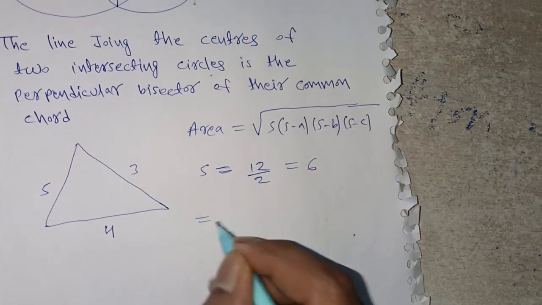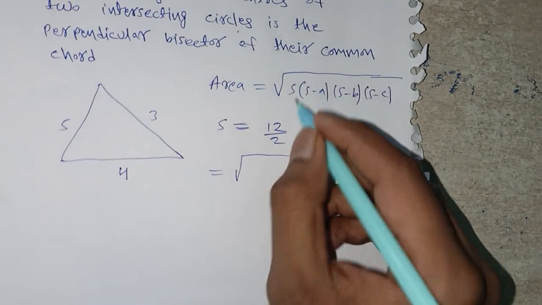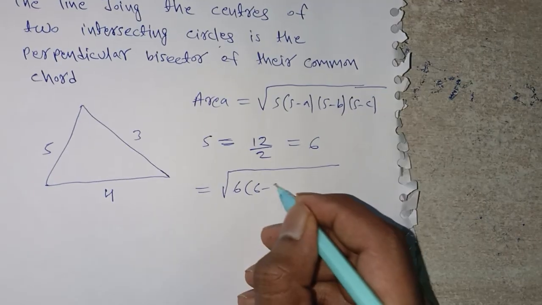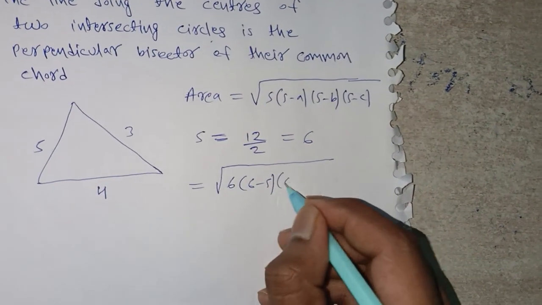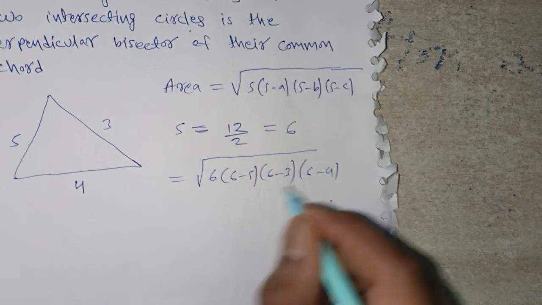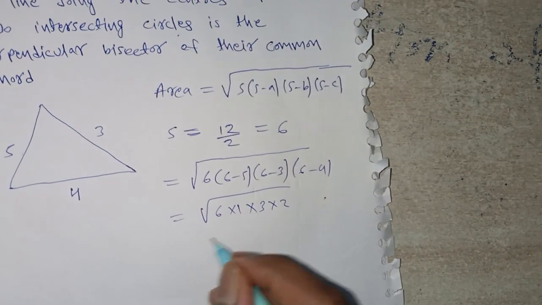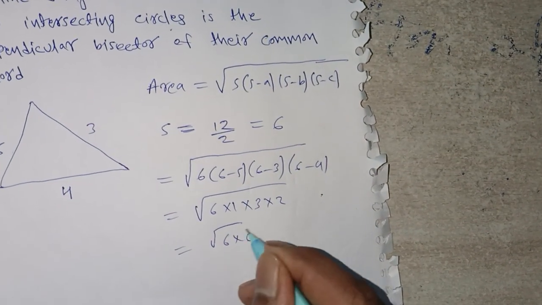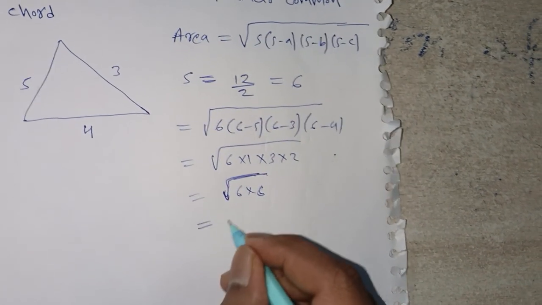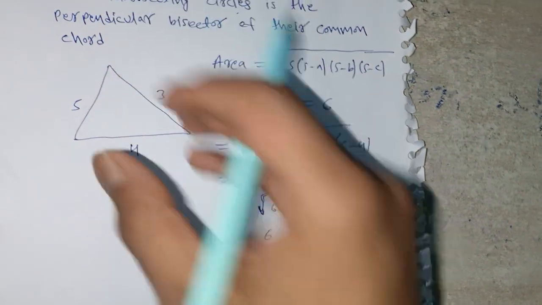Okay, so let's find the area of the triangle by using Heron's formula. Now putting the value of s as 6: s minus a, suppose a is 5, so 6 minus 5, then 6 minus 3, then 6 minus 4. So here we get 6 into 1 into 3 into 2. Here we can see 6 into 6. So under the root there is one pair, so we can take out 6. Now we know the area of this triangle is 6.